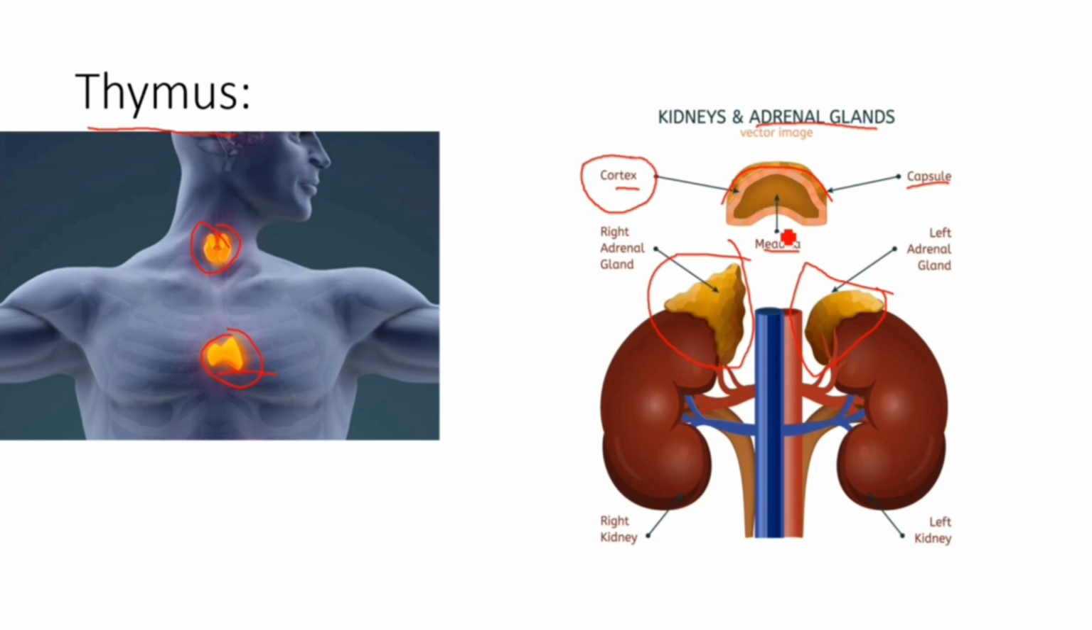Now we will talk about the medullary region. The medullary region of the adrenal gland secretes adrenaline and noradrenaline, or epinephrine and norepinephrine hormone, which are the fight and flight hormones, right?